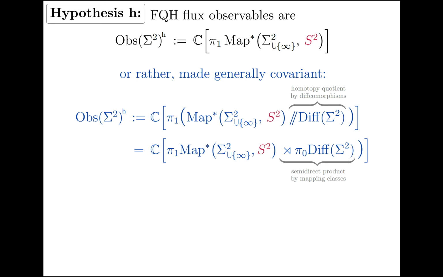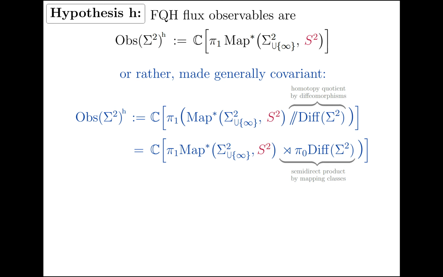But since we're just computing pi 1 of that, it simplifies to the statement that our pi 1, our flux monodromy group, is turned into the semidirect product with pi 0, the connected components of the diffeomorphism group of our surface. That is famously known as the mapping class group. The isotopy classes of these diffeomorphisms are called the mapping classes because they're maps from Sigma 2 to itself. And we're going to be using this as the definition of the generally covariantized observables. It's the flux monodromy acted on by the diffeomorphisms to encode diffeomorphism invariance, or equivariance, of everything.